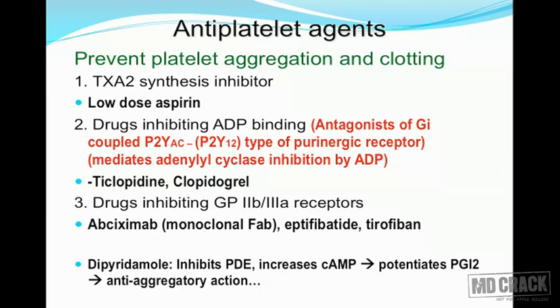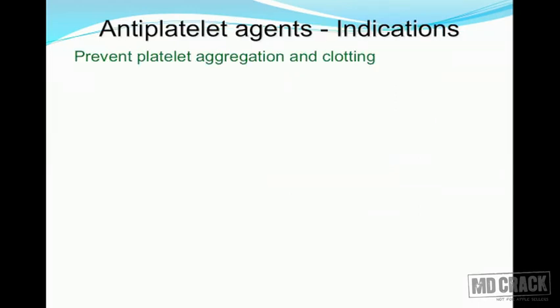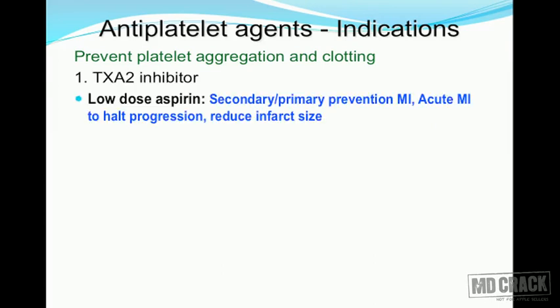For us, most important are TXA2 inhibitors, then inhibiting ADP binding, and GP2B3A antagonist. So that's the plan, and we're going to discuss further in details about these individual agents. Antiplatelet agents, they are indicated to prevent the platelet aggregation and clotting. You already said this. Look at the details.